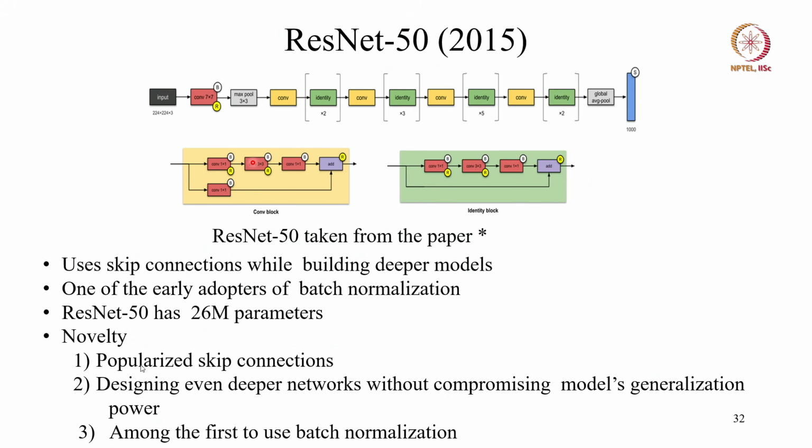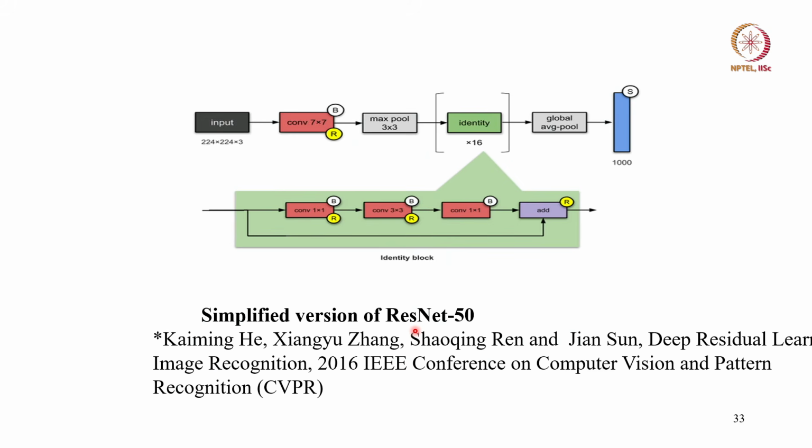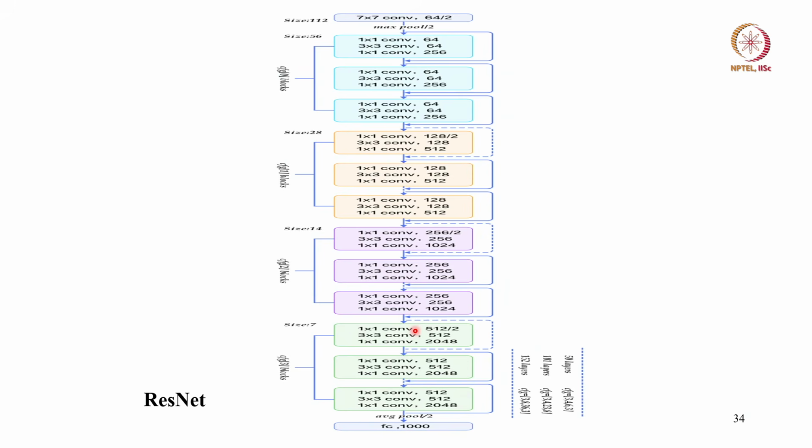So what is the novelty here? It uses skip connections. It designs even deeper networks. And it is among the first to use batch normalization. Even the previous method was using batch normalization. Here we can see that now the max pooling is used rather than the average pooling. So that's the thing over here.